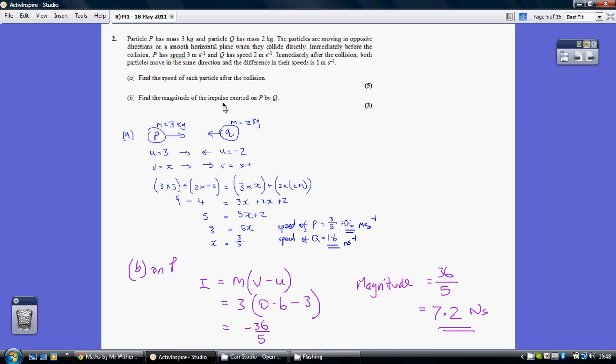Now find the magnitude of the impulse exerted on P. So the impulse is the mass times the change in velocity. The mass of P is 3. The velocity is changed from 3 to 0.6, so it's 0.6 minus 3. That is minus 36/5. We're being asked for the magnitude of the impulse. That just means the size of the impulse. We're not worried about the direction. So the magnitude is 36/5, which is 7.2 Newton seconds.